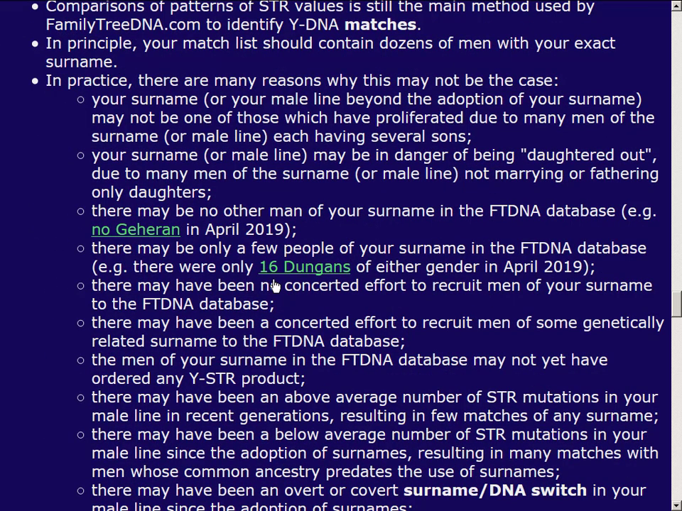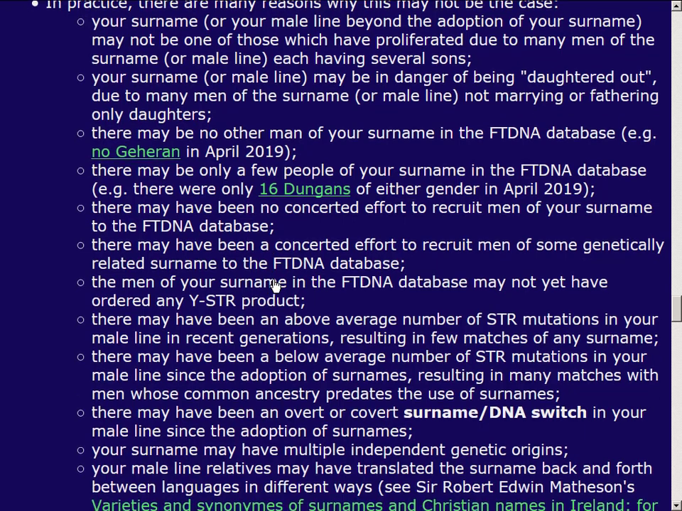Okay, so when you send in your DNA for the STR test, you get back a list of matches. You would expect the people who match your Y chromosome to be a set of men with the same surname that you have yourself. And people get upset and disappointed when they find that isn't the case. There's a long set of reasons there why that might be the case.